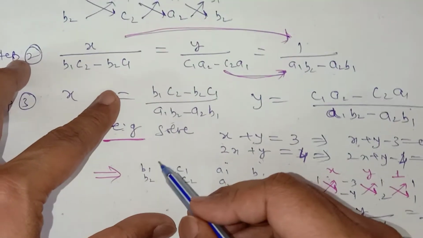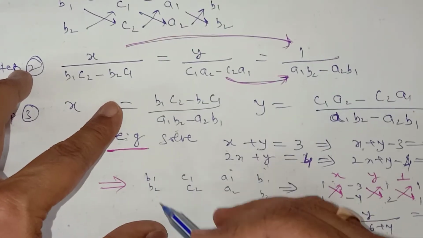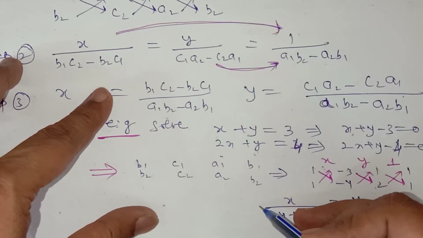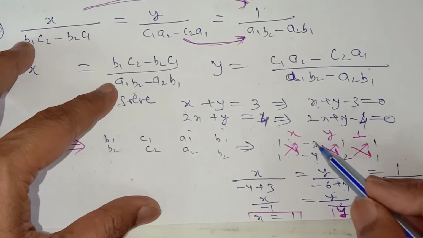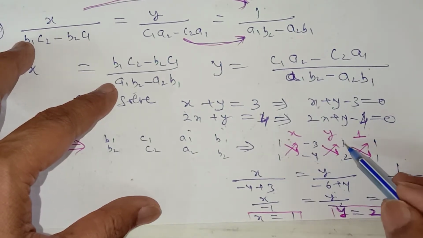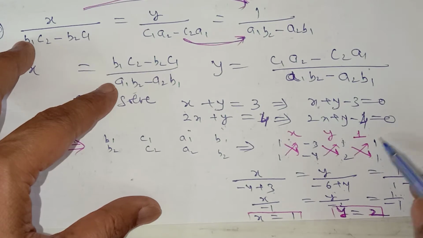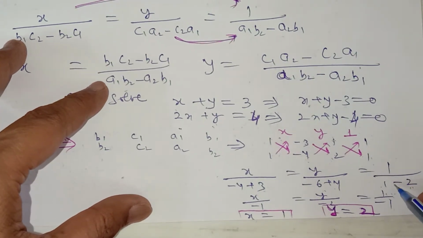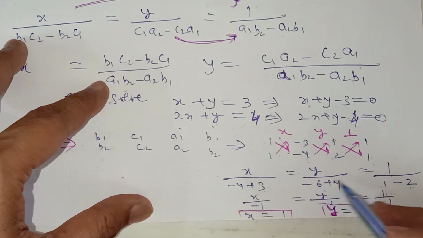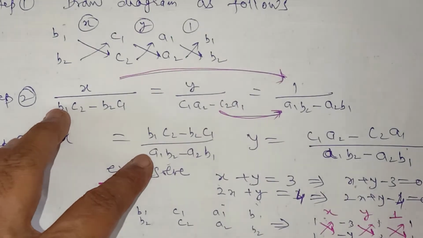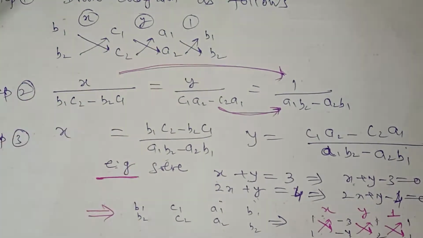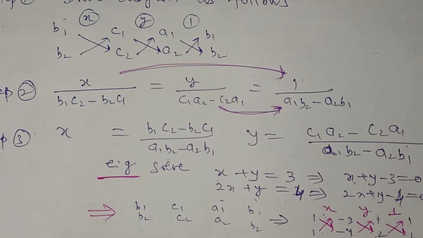So always you have to write the coefficients in this form: b1, b2, c1, c2, a1, a2, b1, b2, and x upon this into this minus this into this, y upon will be this into this minus this into this, 1 upon will be this into this minus this into this. Take proper care of the minus sign, then put this equal to this, you will get the value of x, then put this equal to this, you will get the value of y. So this is the example of the cross multiplication method.